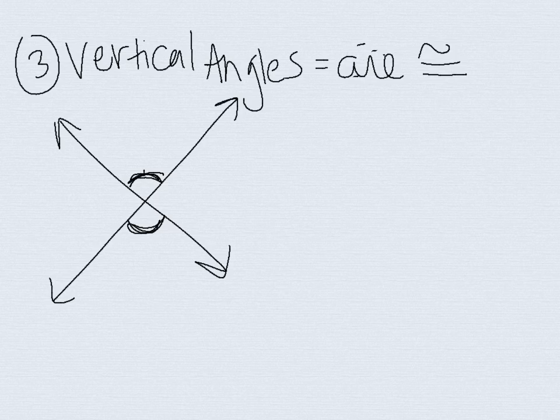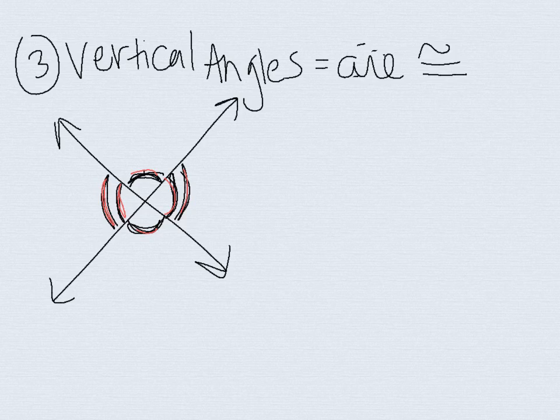If the other side you wanted to mark, so like these two angles are also equal to each other, you wouldn't mark them with one swoop, you'd mark them with two swoops. So you're basically showing that these here are vertical angles and these over here are also vertical angles.